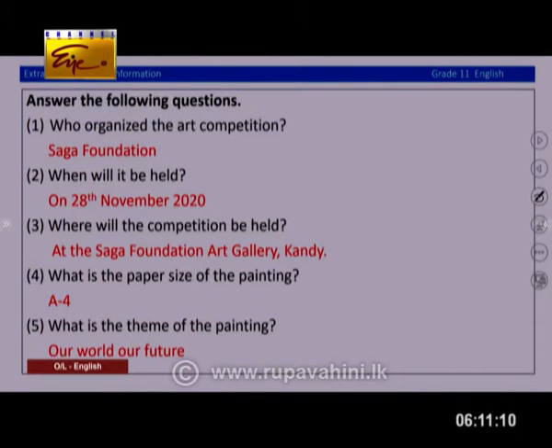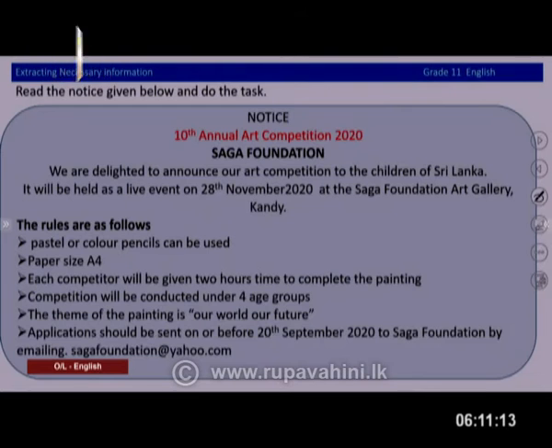Shall we go back to the notice? Yes, children, let's read it with me. 10th Annual Art Competition 2020, Saga Foundation. We are delighted to announce our art competition to the children of Sri Lanka. It will be held as a live event on 20th November 2020 at the Saga Foundation Art Gallery, Kandy.